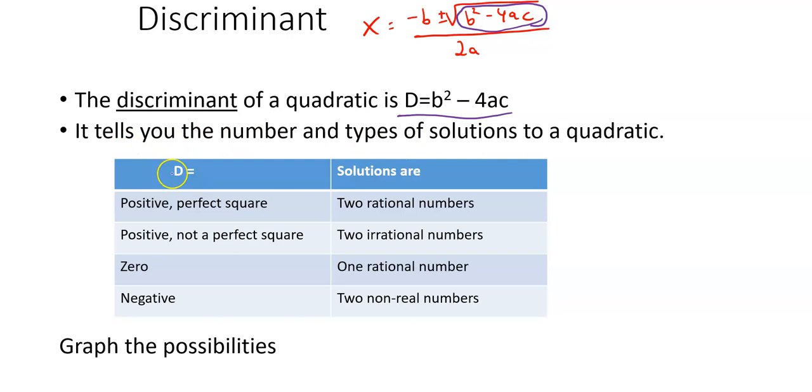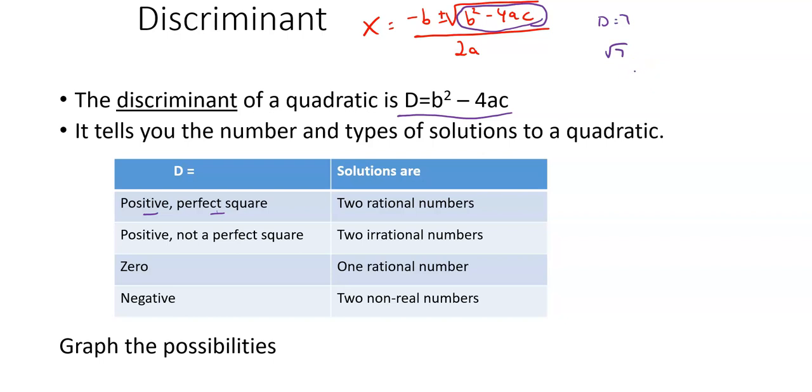So if you look at the little chart down the bottom that I made, if the discriminant is positive and a perfect square, we get two rational numbers. Positive but not a perfect square, so let's say the discriminant was 7. Then our formula is going to have a square root of 7 in it somewhere. It's a real number. It's just not rational. So we'll get two irrational numbers.